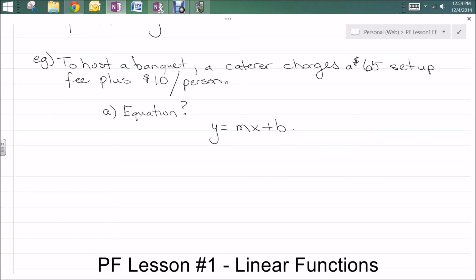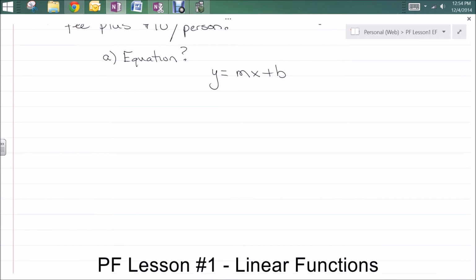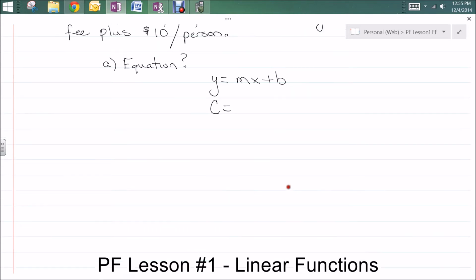So I'm going to say the cost of hosting the banquet. I'm going to come up with a letter for cost. I'm going to call it C. I don't care if you use y or x or whatever. I may use a particular letter, it may not be the letter you use. You may want to use W. I don't care, whatever letter you want. But the cost of this banquet, okay?